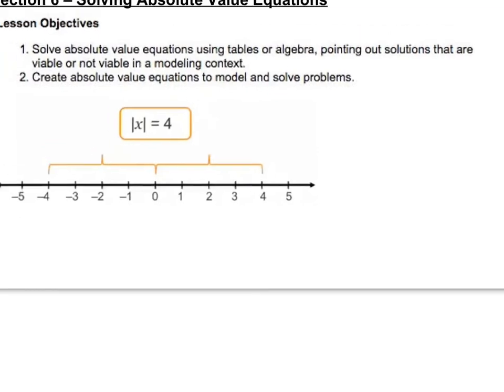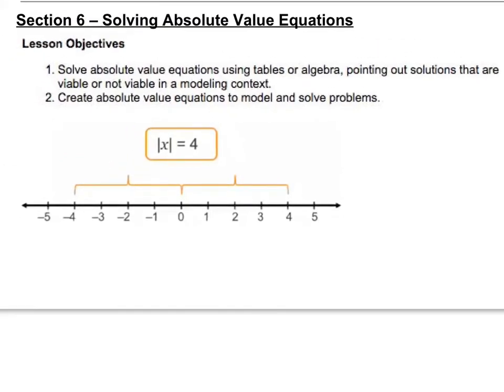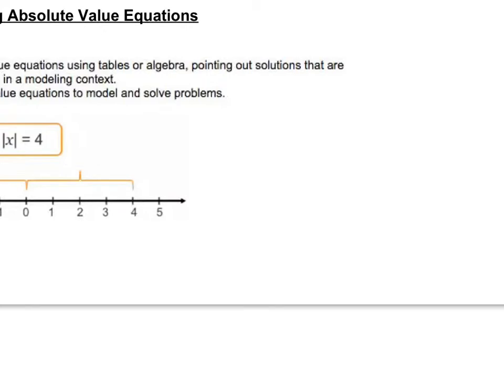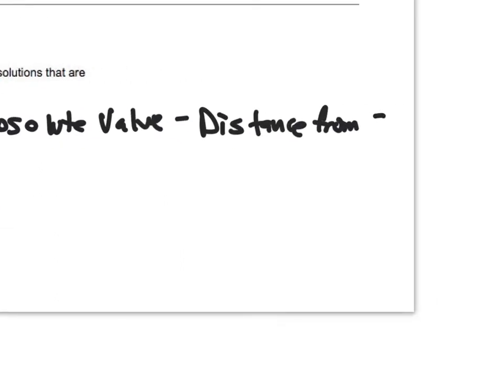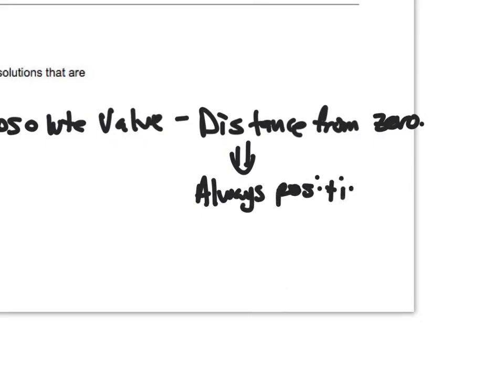And so absolute value, and let me just write this down over here. Absolute value is the distance from zero. That's the formal definition, distance from zero. Now, what we know about distance is that distance is always positive. You may have seen this before, and it's really not that hard.